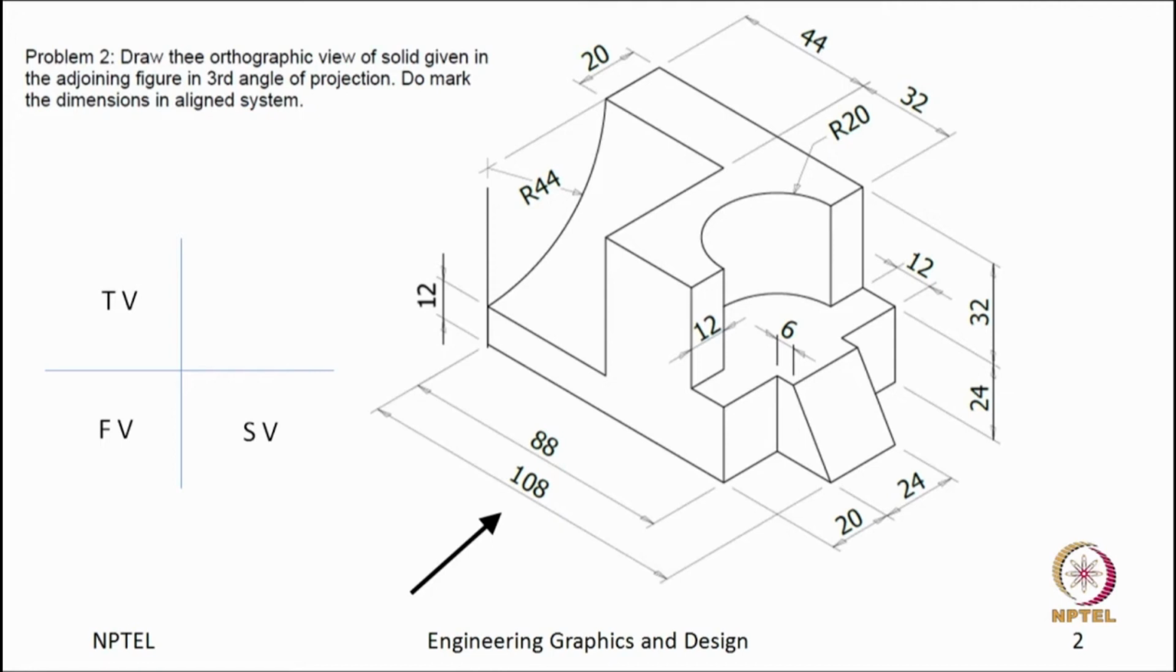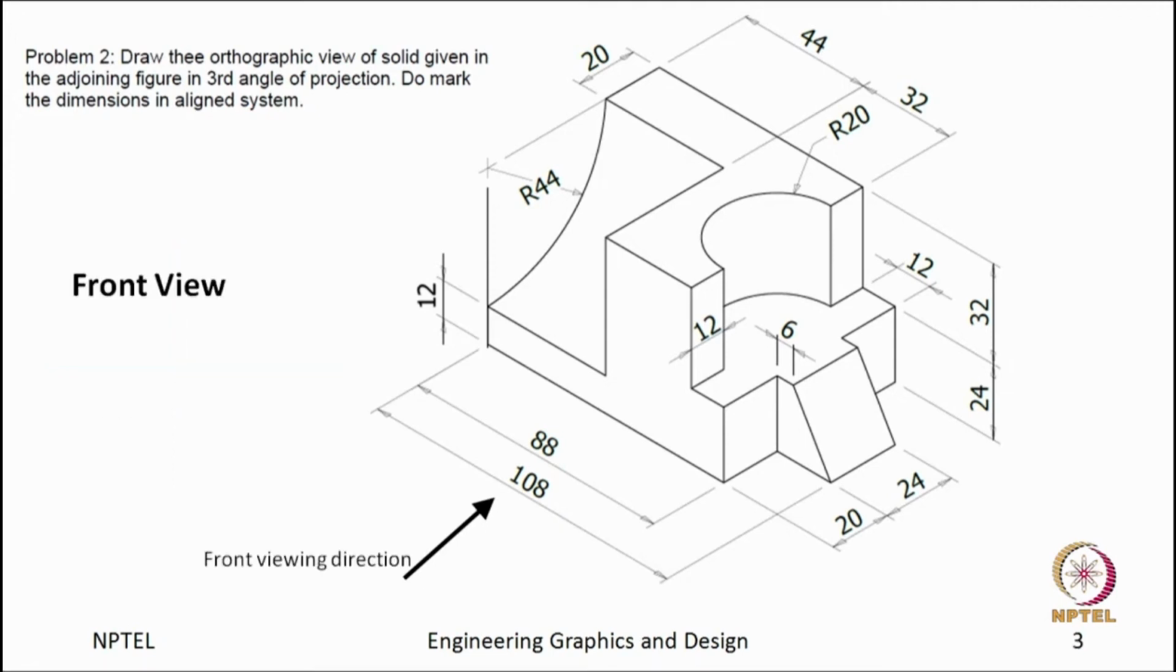Now, let us go for the drawing front view. If we draw the front view, this is our front viewing direction. What are the features that you will look at? First, this whole surface. Second, you will see this part. Third, this curved surface you will also see.